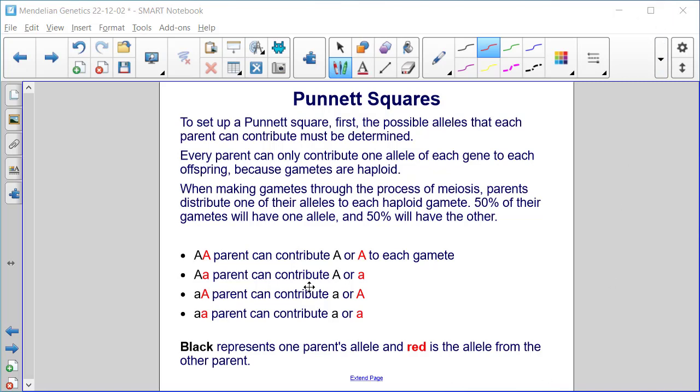So a parent who has both alleles capital A can contribute capital A or capital A to each gamete, blue or red. A parent who is blue capital A, red lowercase a, will contribute either the capital A or the lowercase a. A parent who is black lowercase a, red lowercase a, will contribute either the black lowercase a or the red lowercase a. Black represents one parent's allele, and red is the allele from the other parent.